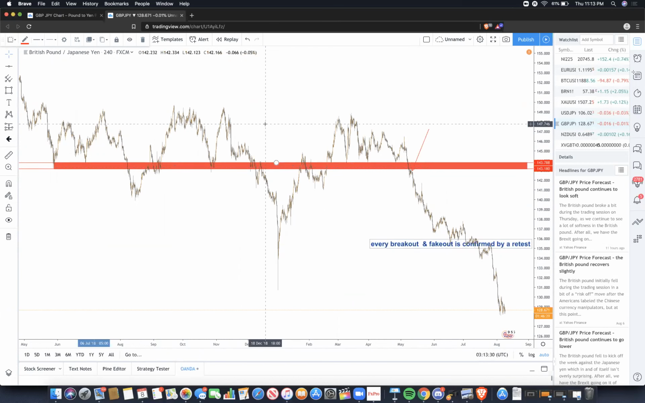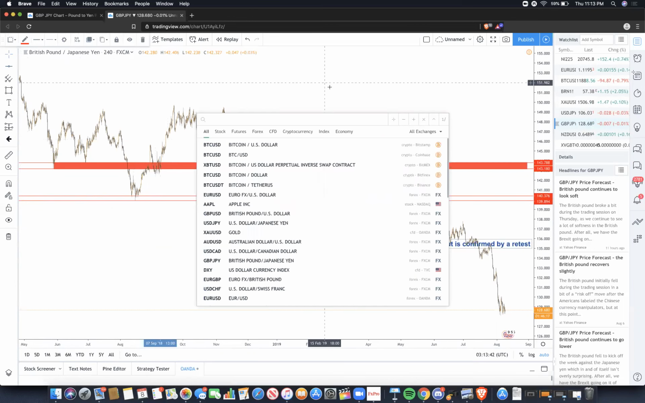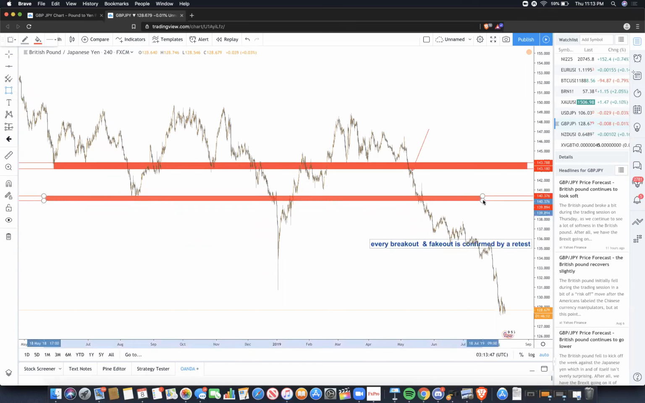So let's talk about another zone. Below that, this is where the market failed to break. So if this was my low, and this is the lowest point, then I'm going to draw my zone from here, and I'll extend it.